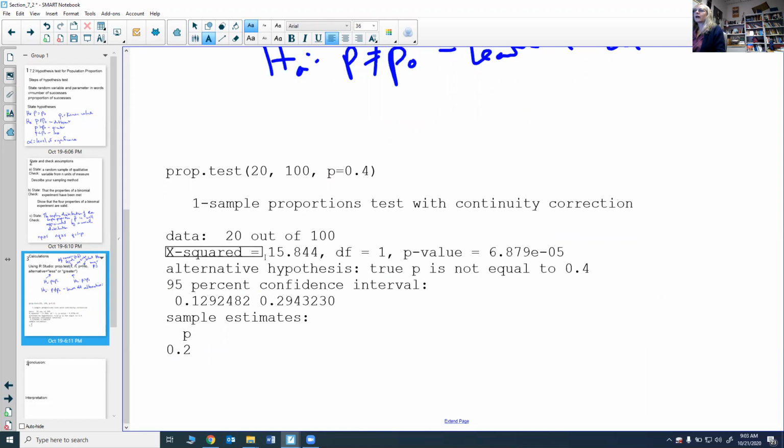Then it gives you this thing called chi. This is actually a chi-squared. It looks like an x squared. So this thing right here, that actually is your test statistic. This is what R actually calculates as how it then goes to create your p-value. So this is known as your test statistic.